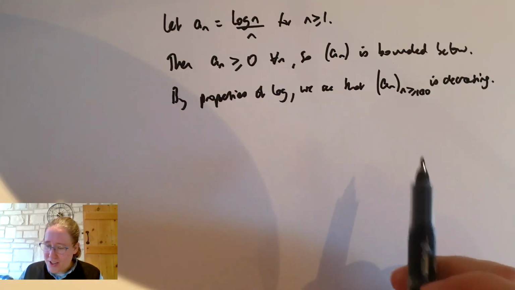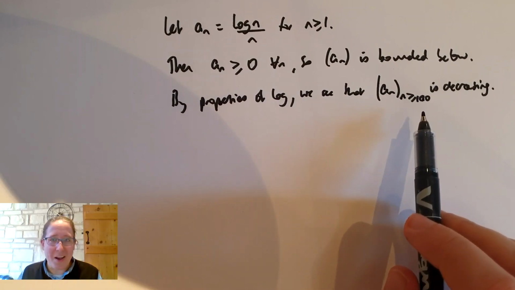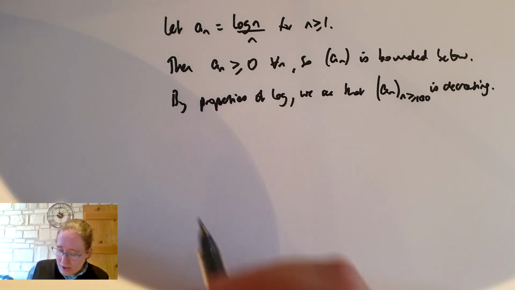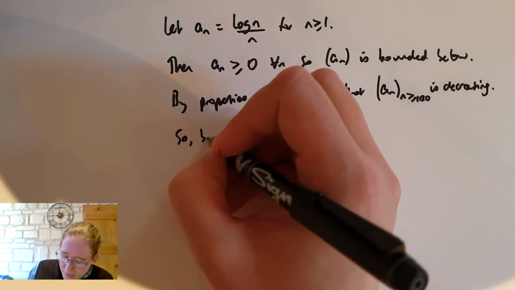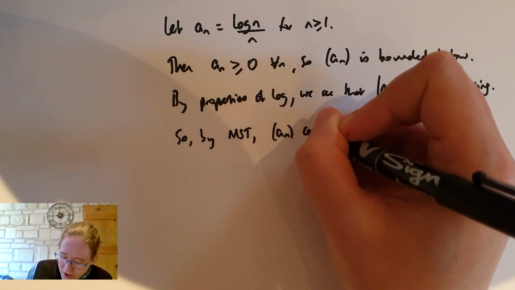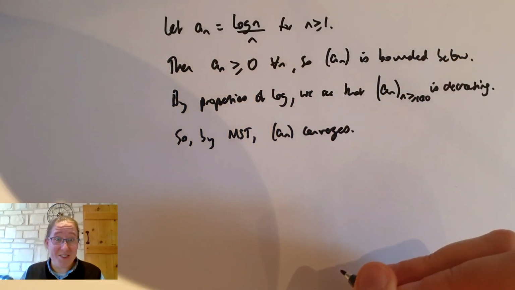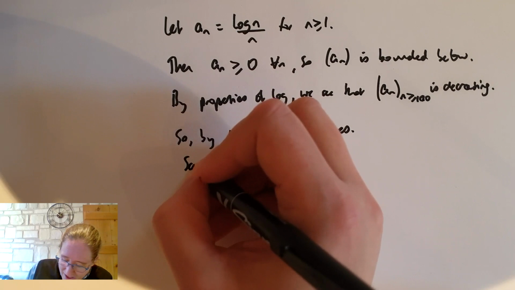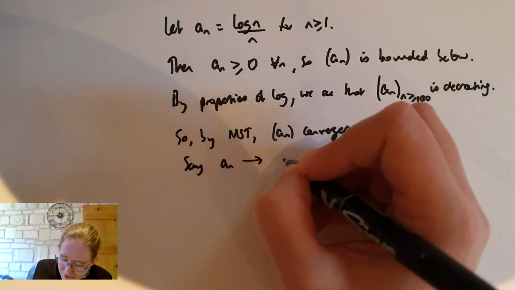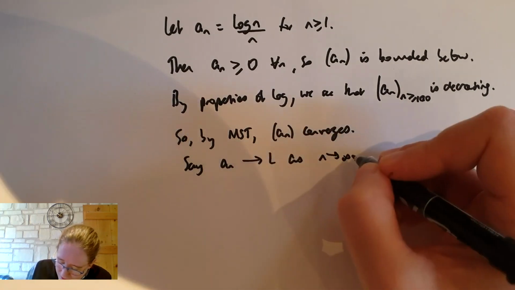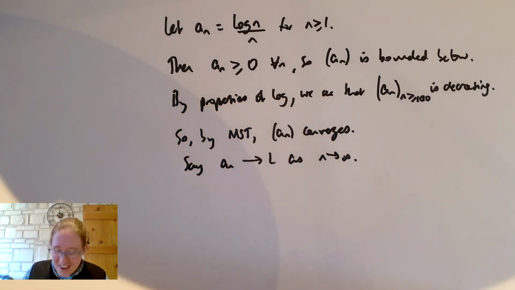I bet we don't need 100 here. Probably we can use like 3 or something, but I don't really care. It doesn't make any difference for the argument. We need to know a tail of it is decreasing, because then, by the monotone sequences theorem, a_n converges, which is good news. That's the first thing we'd like to know, that it converges. We also want to show that it tends to 0. Well, let's say that a_n tends to L as n tends to infinity.